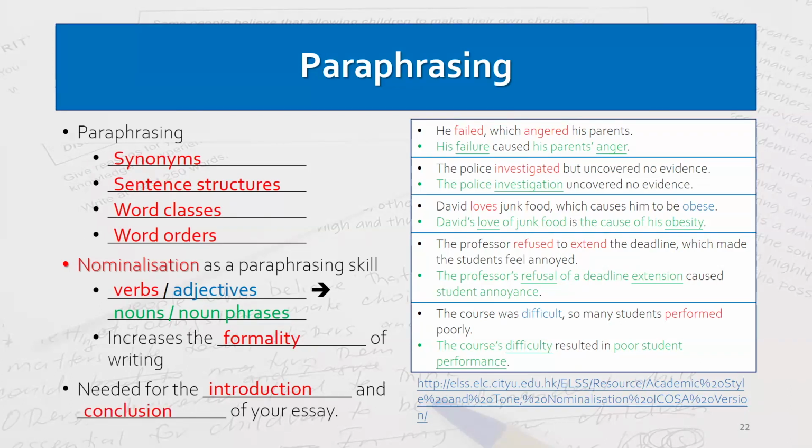You also need paraphrasing skills for your conclusion because, remember, in your conclusion we often have to summarize the key points in your essay, right? And to do this, you refer to the topic sentences that we have written for the paragraphs and paraphrase those topic sentences into the conclusion. So that's why I say paraphrasing is a key skill for an introduction and for a conclusion.